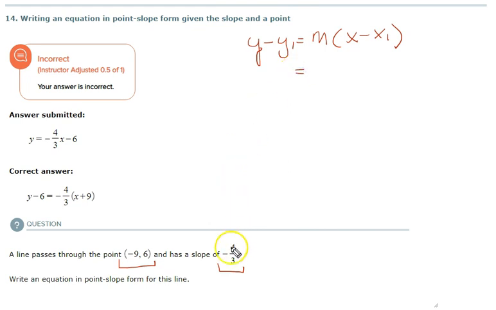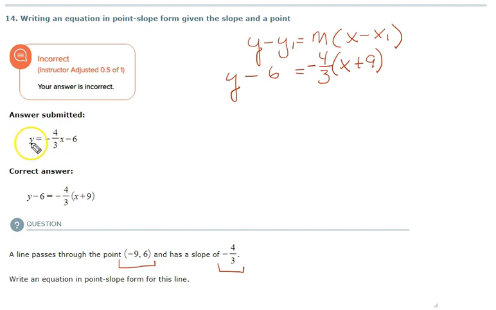So our slope is a negative 4/3. Now there's a negative there, so as we look at this negative 9, and there's a negative there, this becomes a plus 9 on this side. And here we have y, and there's a negative there as well. But as we look at the y value is 6, so this is just going to be negative 6. So this is the answer they were looking for.